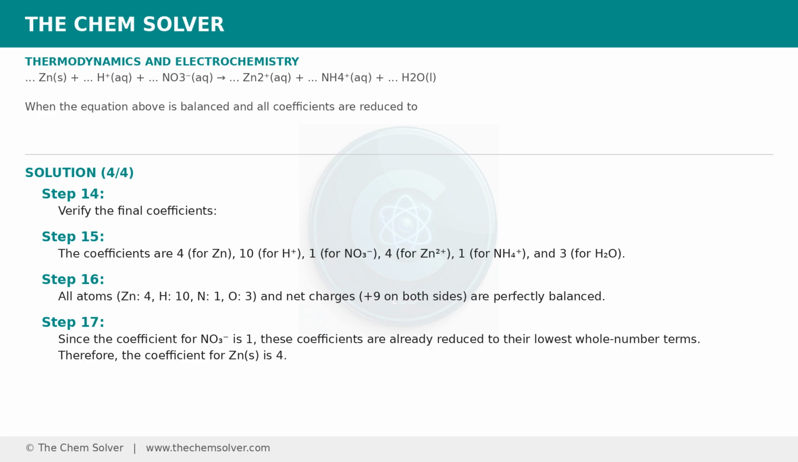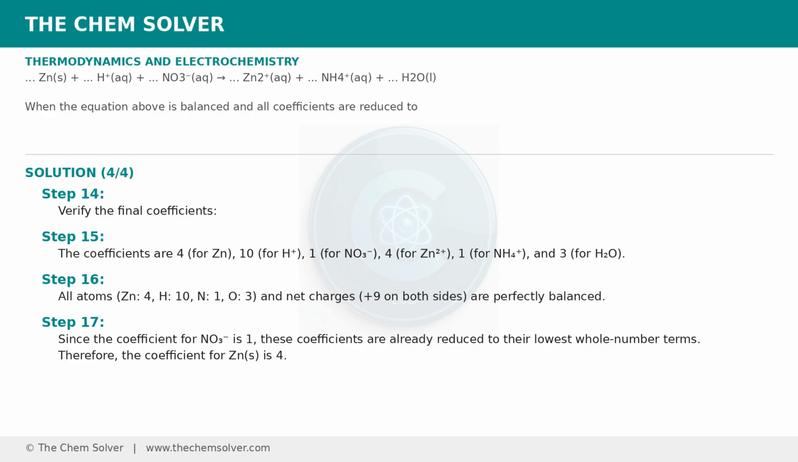Verify the final coefficients. The coefficients are 4 Zn, 10 H⁺, 1 NO₃⁻, 4 Zn²⁺, 1 NH₄⁺, and 3 H₂O. All atoms, Zn 4, H 10, N 1, O 3, and net charges, +9 on both sides, are perfectly balanced. Since the coefficient for NO₃⁻ is 1, these coefficients are already reduced to their lowest whole number terms.